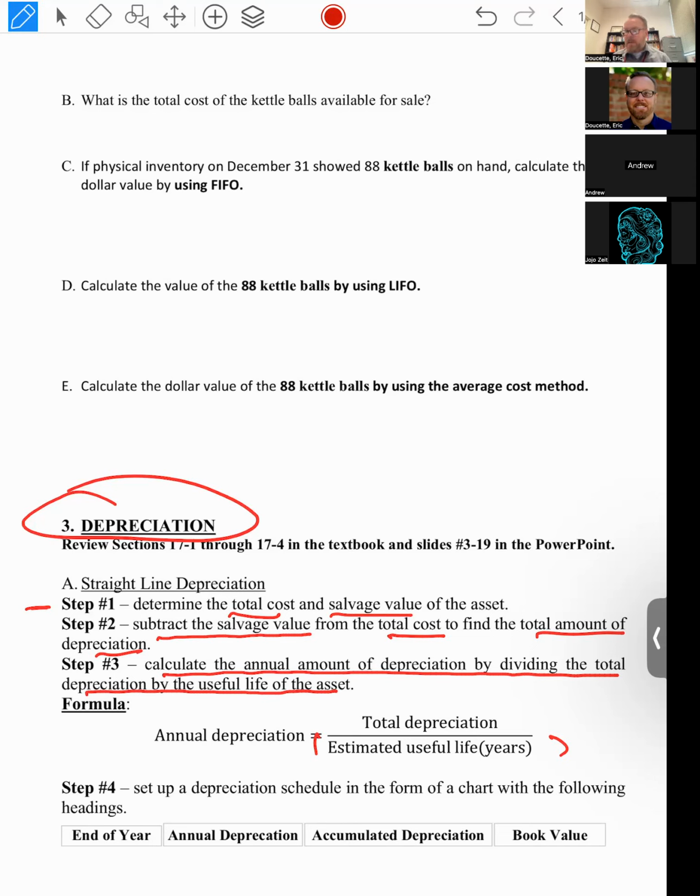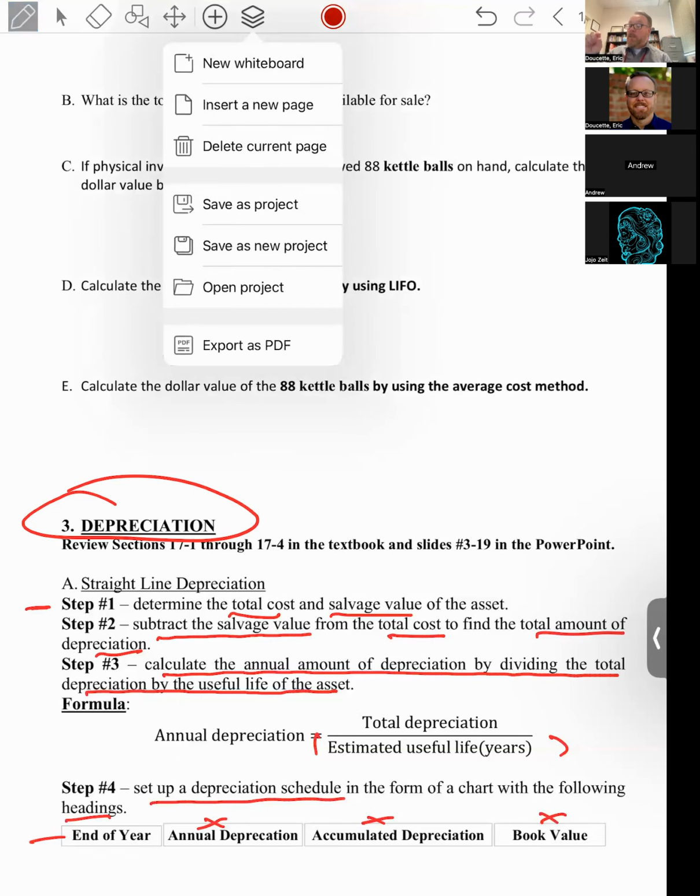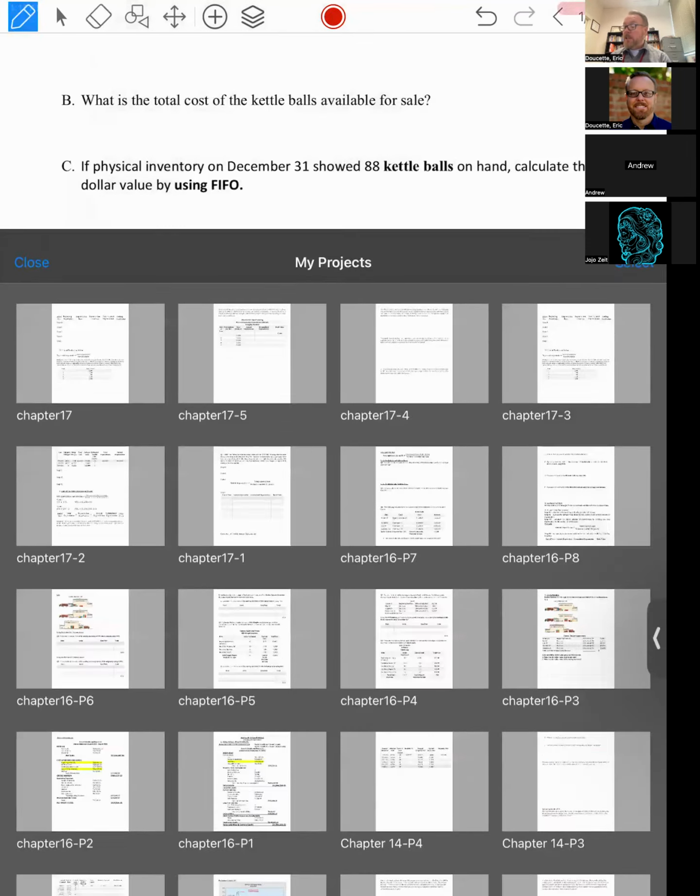In some ways, it's a little bit of a guess. And a lot of times it doesn't really matter, because as long as you depreciate it off your books, you're doing well. If you don't, then your assets are showing higher than they should be, and that's going to make it falsified and not be honest. And then of course, step 4 is you set up a depreciation schedule in the form of a chart with the following headings: end of year, annual depreciation, accumulated depreciation, and then book value. And that's what the item is worth at the end of each year. The book value is what it's saying in your books or in your balance sheet.